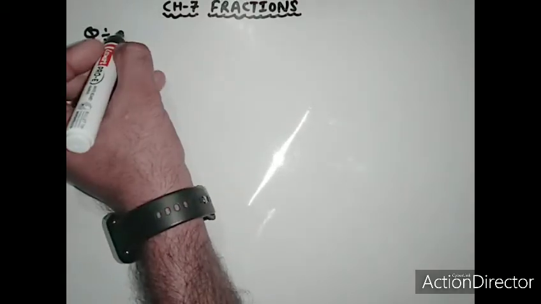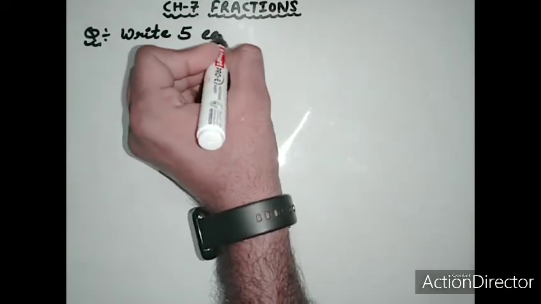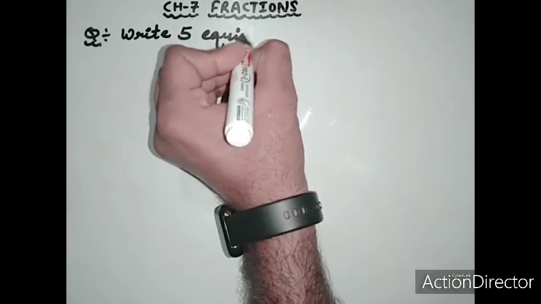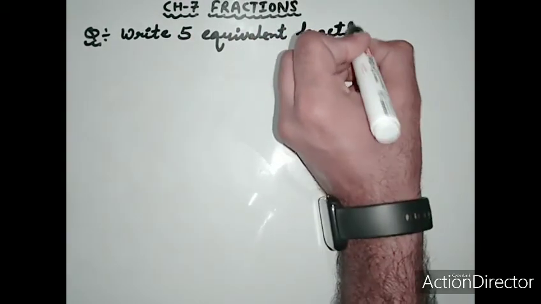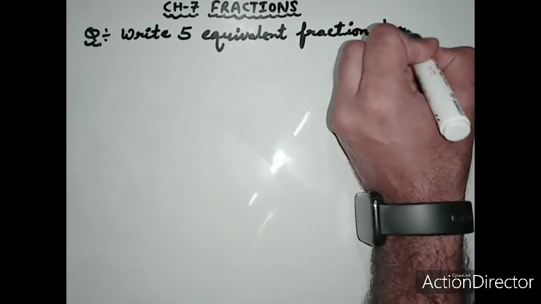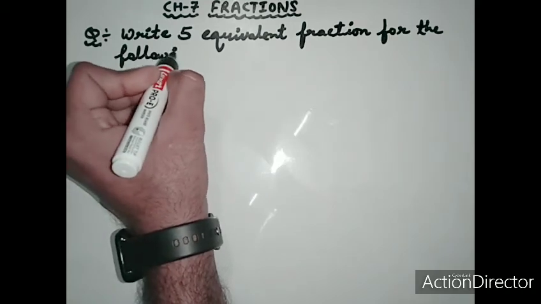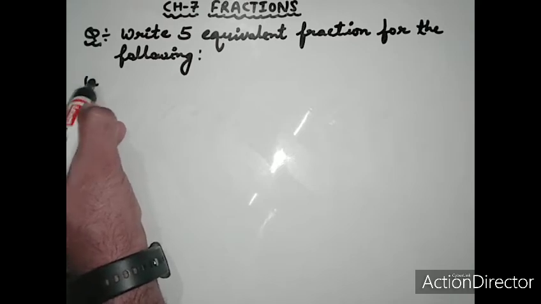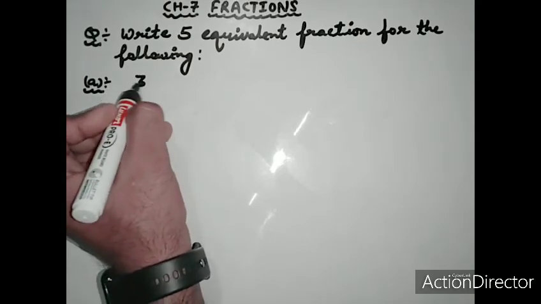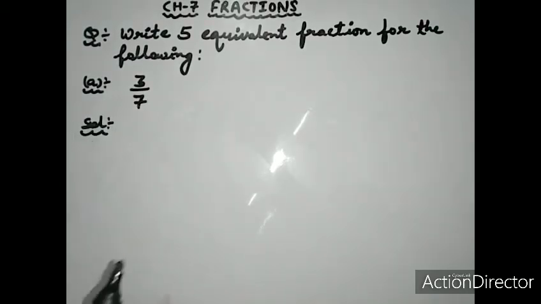Now we take another example. Write 5 equivalent fractions for the following. So here we take an example, like 3 upon 7. So how do we get 5 equivalent fractions of 3 upon 7?